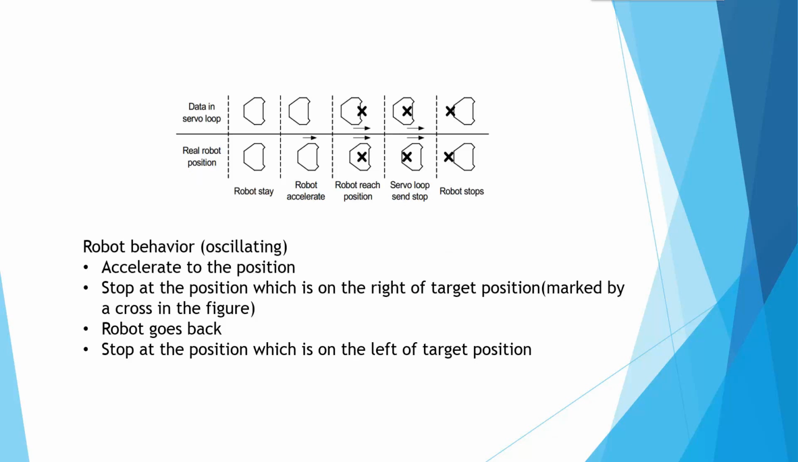Here is another consequence. The robot's behavior is always faster than the command. When the robot has already reached the target position, because of the delay, the command tells the robot to continue to move forward. As a result, the robot will stop on the right of the target position. And then the robot tries to go back, but also because of the delay, it will stop on the left of the target position. So the robot actually will oscillate around the target position.